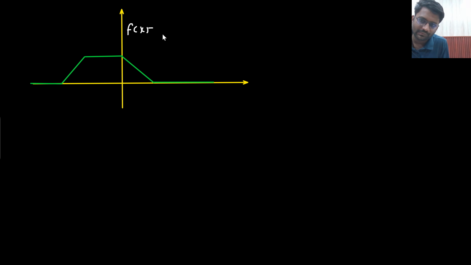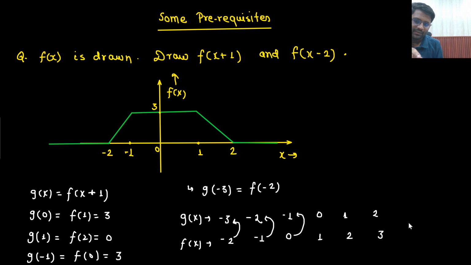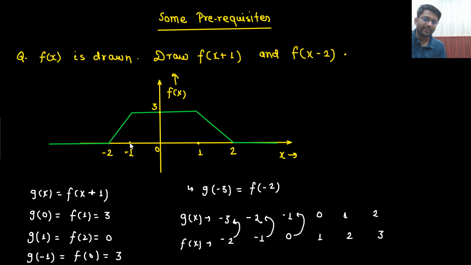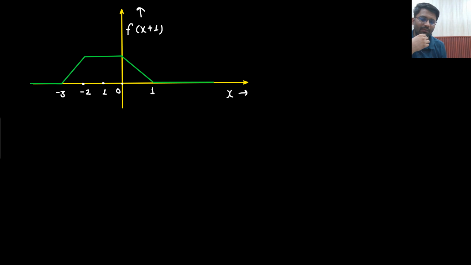f(x+1). This value will be -3, this value will be -2, this value will be 0, and this value will be 1, and in between the value will be 1 only. Here also the value will be 1 only. Whatever was happening at -1 has happened at -2. Whatever was happening at -2 has happened at -3. Whatever was happening at 1 is happening at 0, and whatever was happening at 2 is happening at 1. So this will be the graph of f(x+1). So what did you notice?